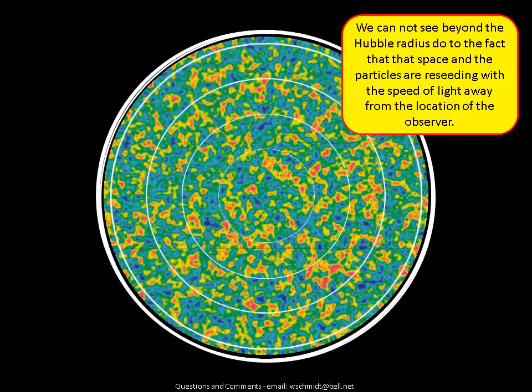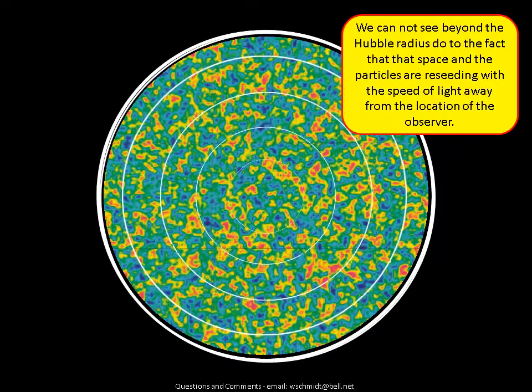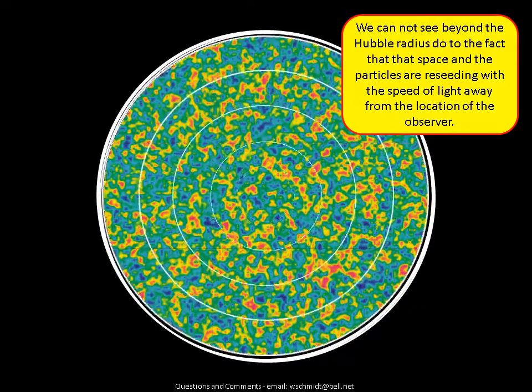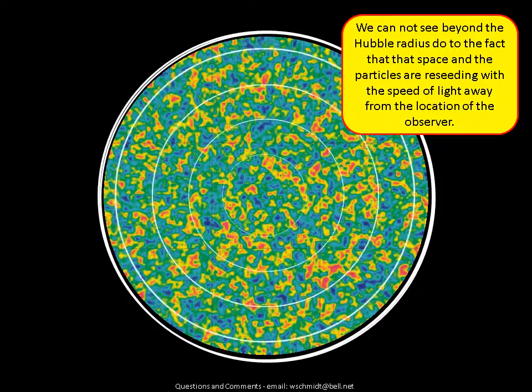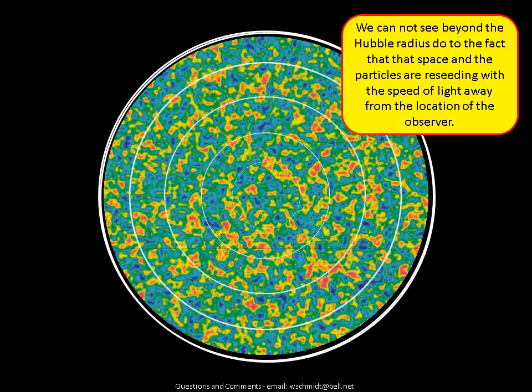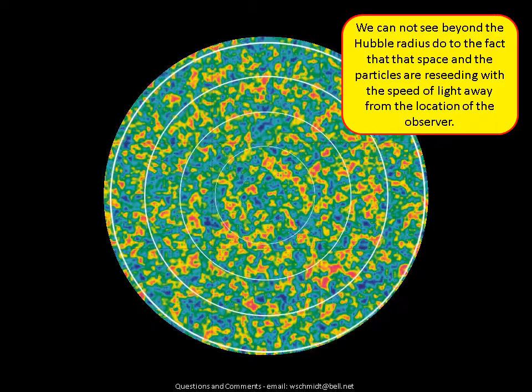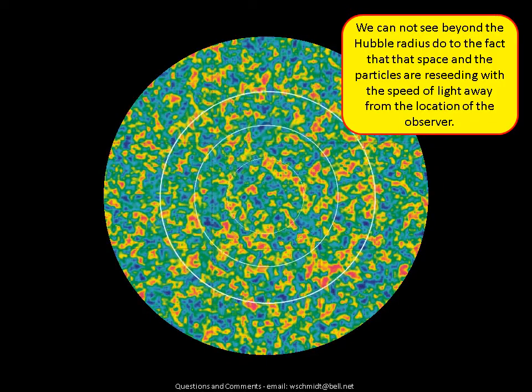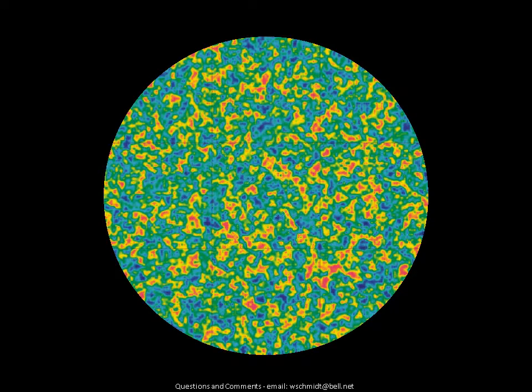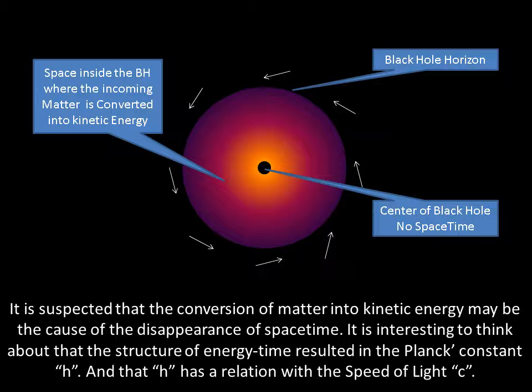We cannot see beyond the Hubble radius due to the fact that space and the particles are receding with the speed of light away from the location of the observer. It is suspected that the conversion of matter into kinetic energy may be the cause of the disappearance of spacetime. It is interesting to think about that the structure of energy-time resulted in the Planck constant h, and that h has a relation with the c.